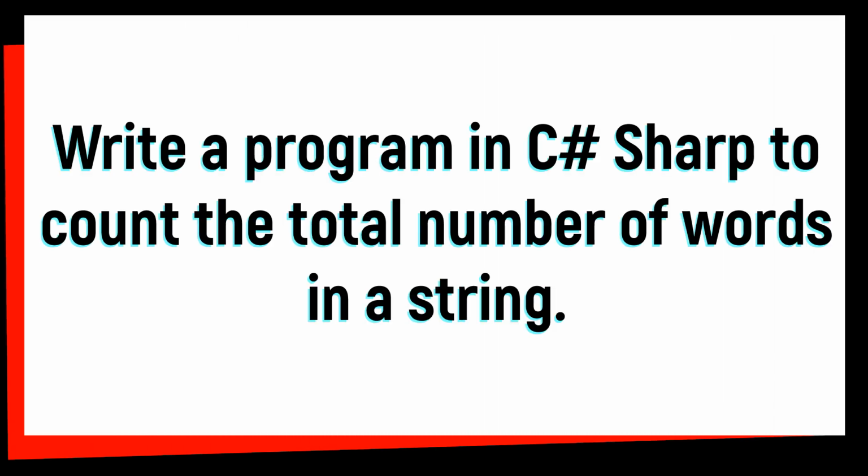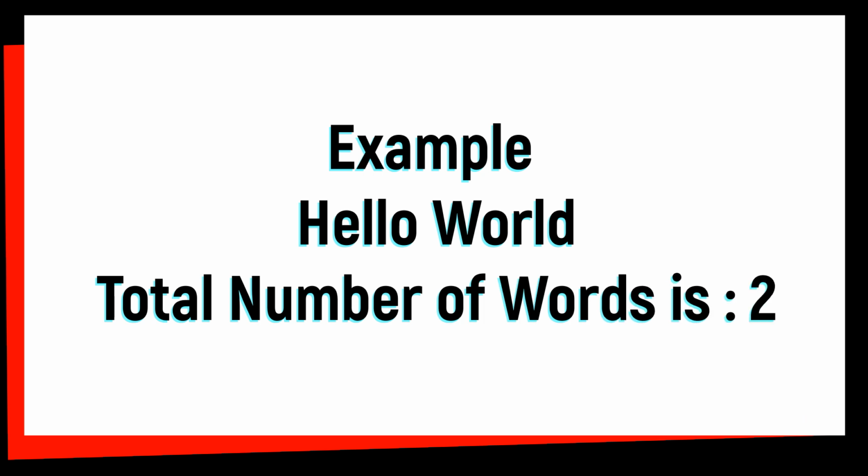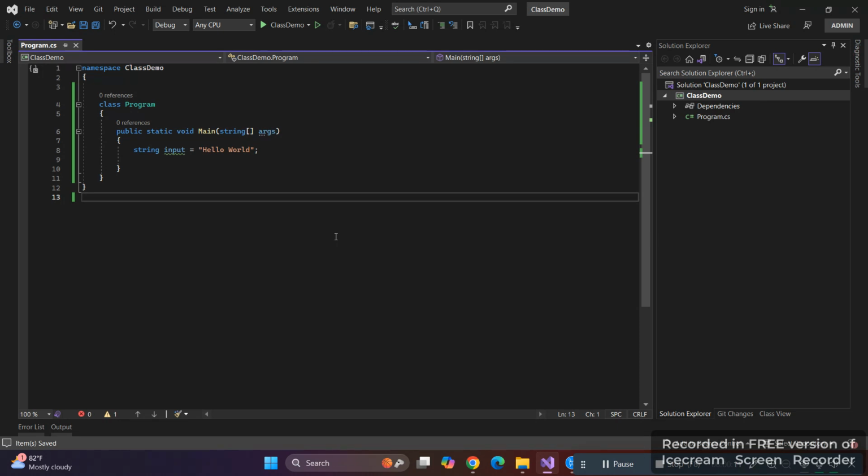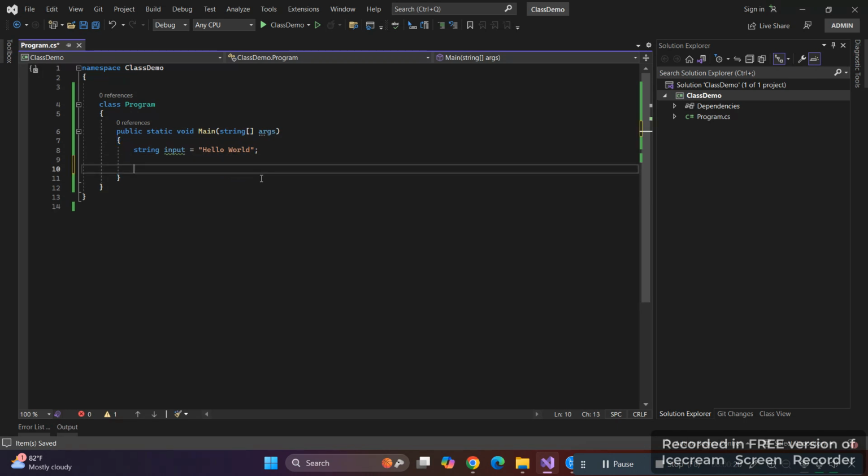Write a program in C Sharp to count the total number of words in a string. For example, when we pass the input as hello world, it should count the number of words available in that string. So let's see programmatically how to count the number of words in a given string. How can we find the number of words present inside the string? By splitting on spaces, because the difference between these two words is a space.